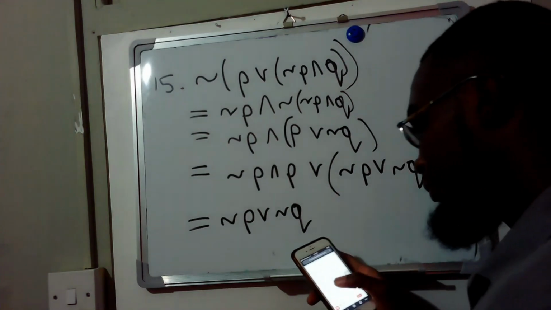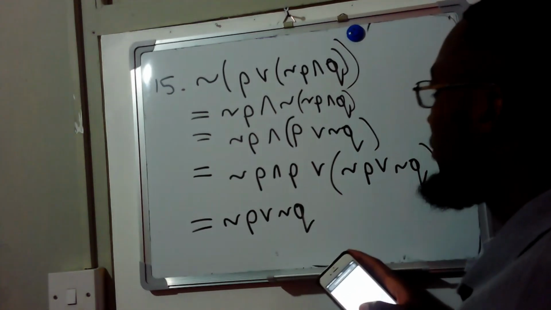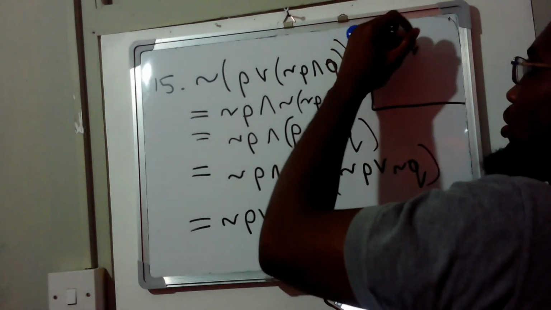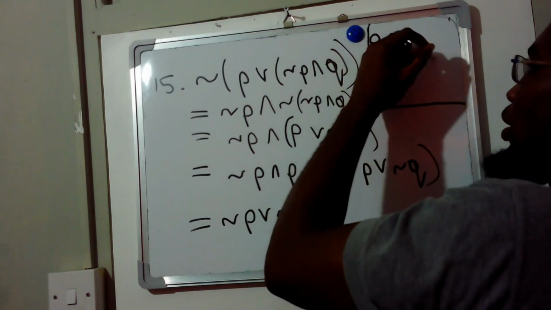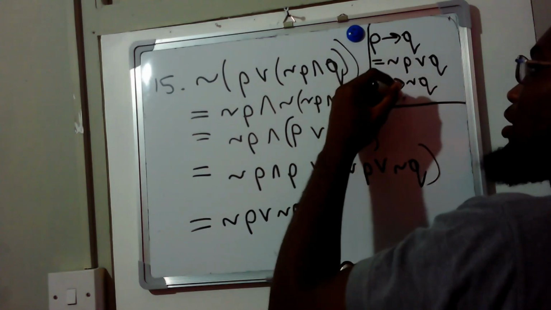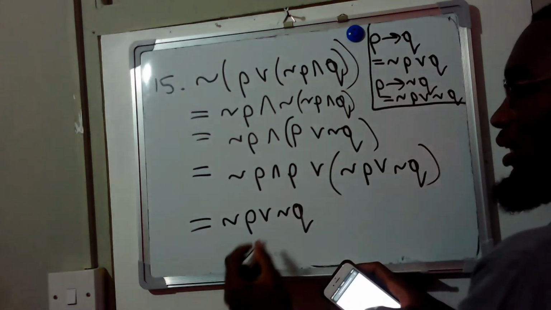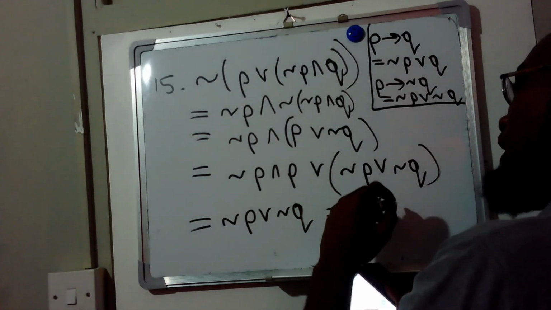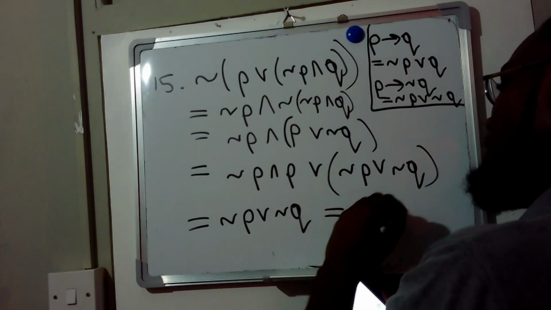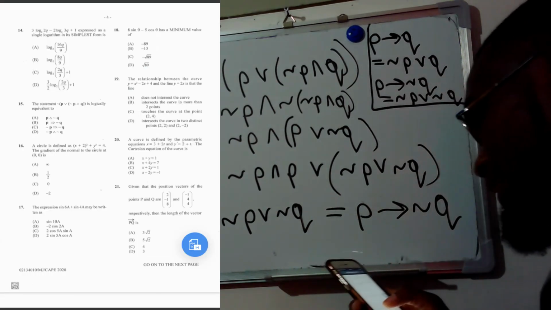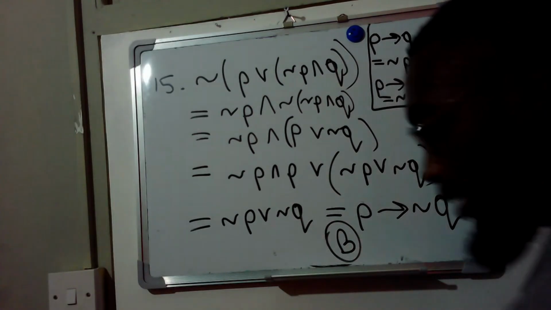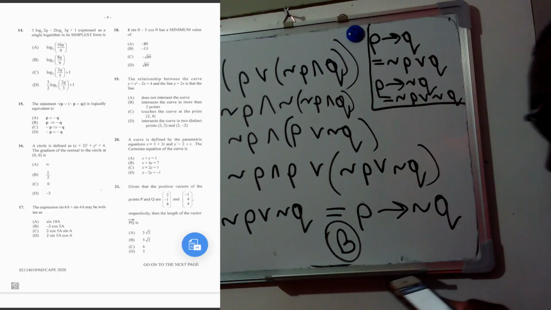But that is not there. Well, let's recall something. Recall that P implies Q is equivalent to not P or Q. So that means that P implies not Q is equivalent to not P or not Q. So this right here would just be P implies not Q. That's that right there. P implies not Q, which is option D. We didn't really do anything there.